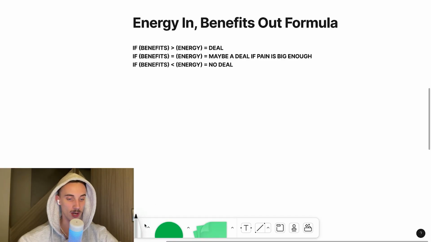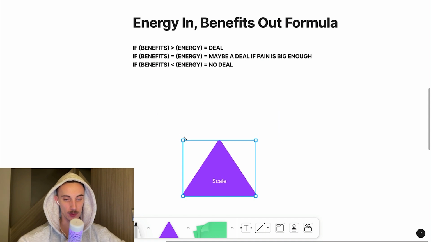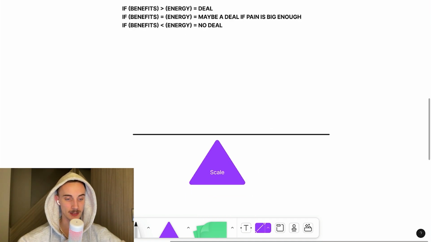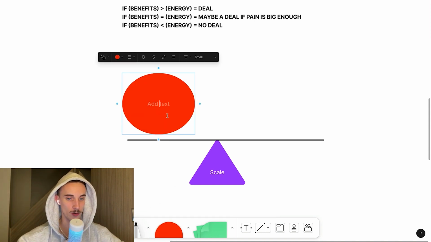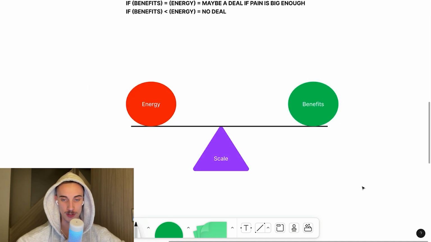How we are going to visualize and explain this formula is going to be a really simple diagram. So first we're going to have this aspect here. This is going to be a scale. And of course on a scale we need to have something to balance stuff on. Then on the scale, we're going to have two different things. We're going to first have energy, and then we're also going to have benefits. I know it's not exactly symmetrical, but physics do not apply on my whiteboard right now.